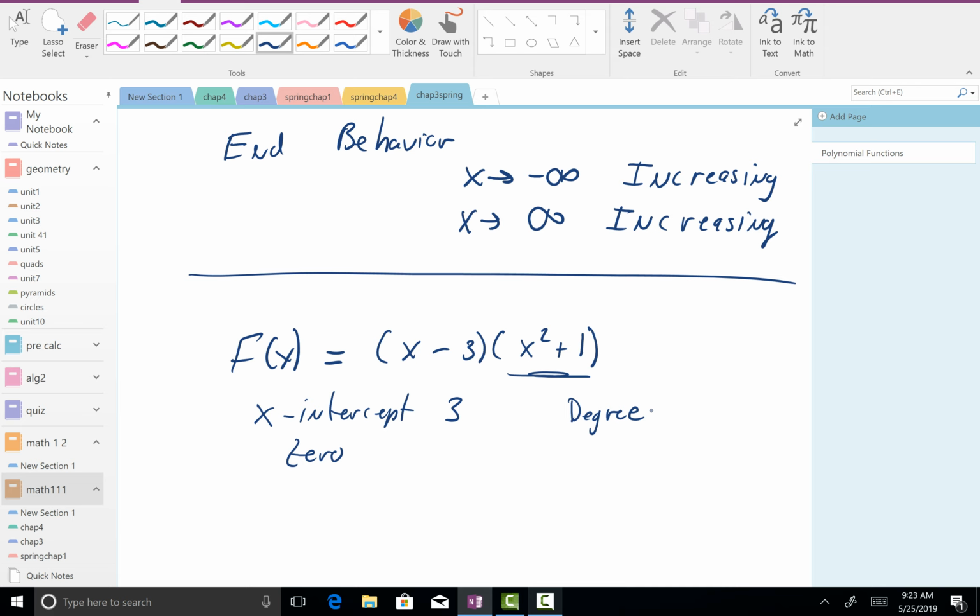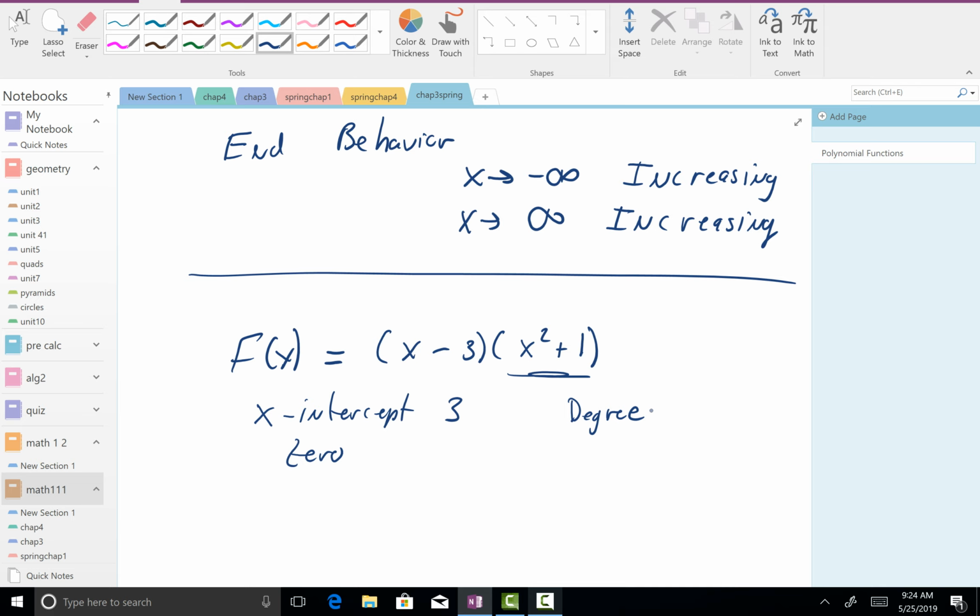okay, these are x-intercepts and also called zeros. The reason why they're called zeros is because if I put x equals 3 into here, three minus 3 is 0. 0 times anything is just going to give me 0. Okay, so that's why it's called a 0. Because if I put it in for x, that's what I get.